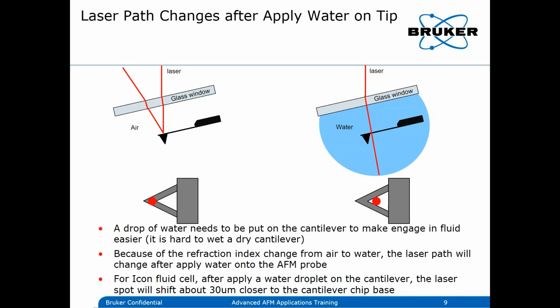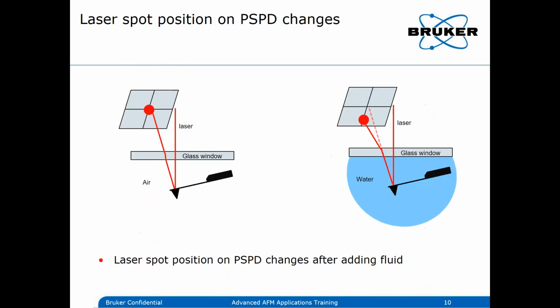Because of the refraction index change from air to water, the laser path will change after you applied water on the cantilever. For the icon fluid cell, after you have applied a droplet of water, the laser spot will shift about 30 micrometers closer to the cantilever chip base, so closer to the substrate. You can see that in air, when everything is aligned and the laser is in the middle, it will shift on the photodiode because of Snell's law. Just keep that in mind.